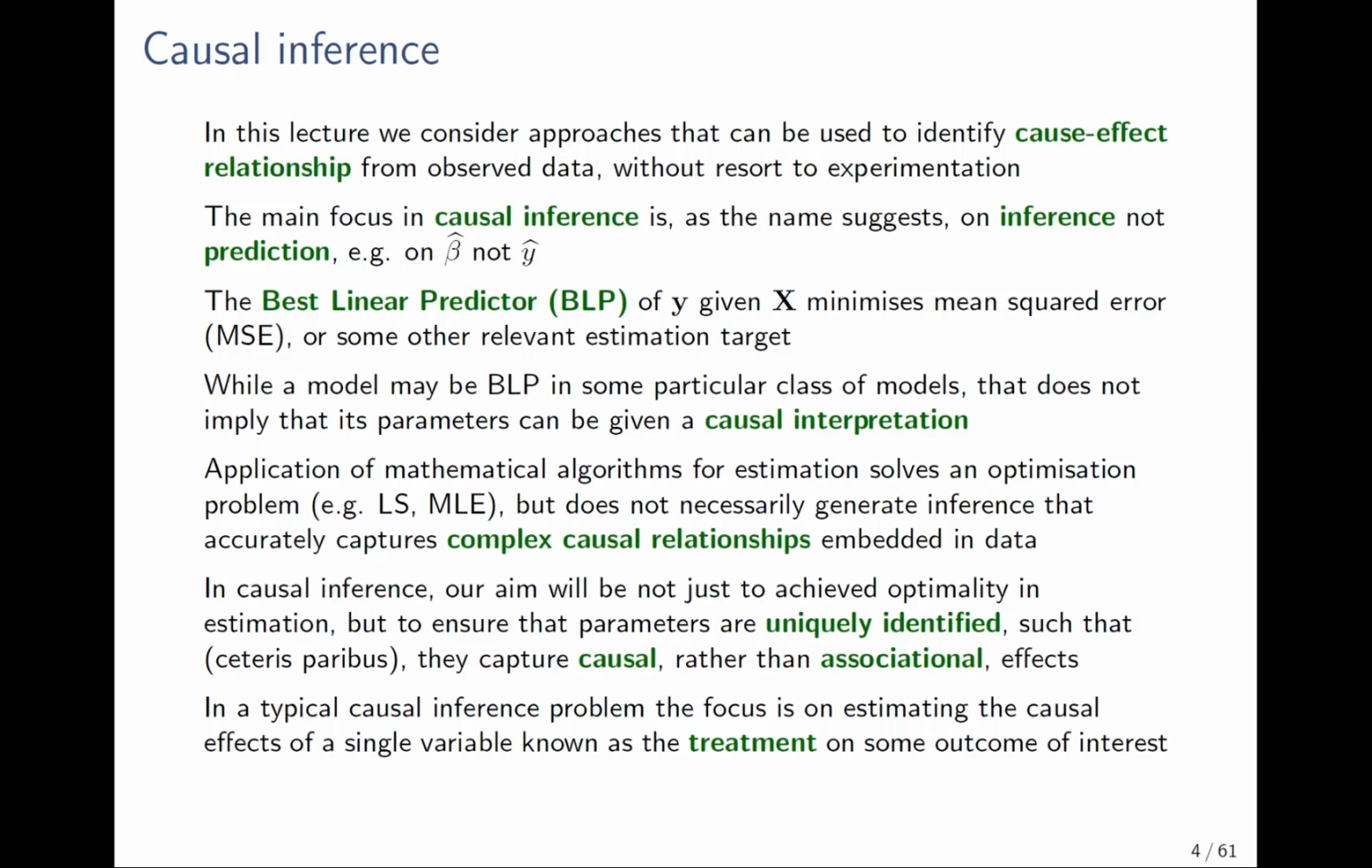In a typical causal inference problem, the focus is on estimating the causal effect of a single variable, sometimes just a single parameter. That variable is known as the treatment, and we're interested in how the treatment affects some outcome of interest. So in a sense, we're narrowing down the scope of our modelling. We're not interested in a big long vector of betas necessarily. We're really focusing the inference problem on a small number of parameters and trying to determine if those parameters can be interpreted in a cause-effect fashion.